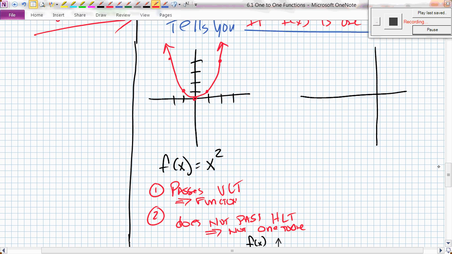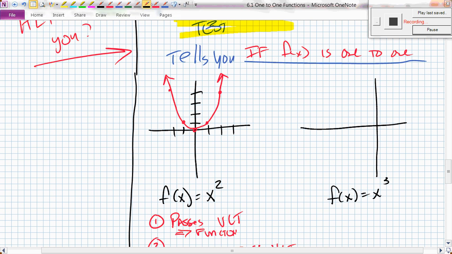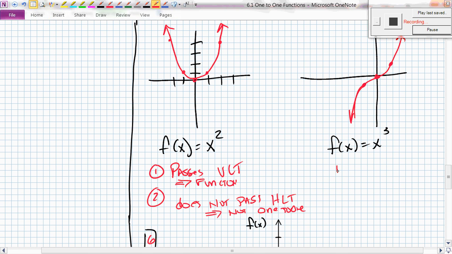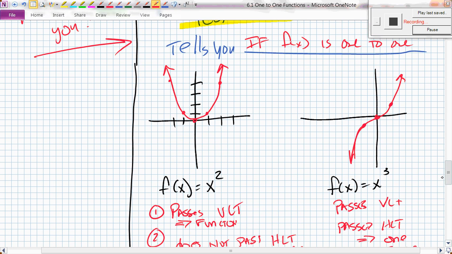All right, let me give you one that actually is, okay, and you see the difference. Take f of x equals x cubed. What's the x cubed one? Yeah, the backwards s. You got it. So the backwards s kind of looks like this, right? 0, 0, 1, comma 1, negative 1, comma 1. It's more like that. All right. So this passes both, doesn't it? Passes the VLT and it passes the HLT. So that implies that this is a 1-to-1 function. So, not every single function out there is 1 to 1, right?